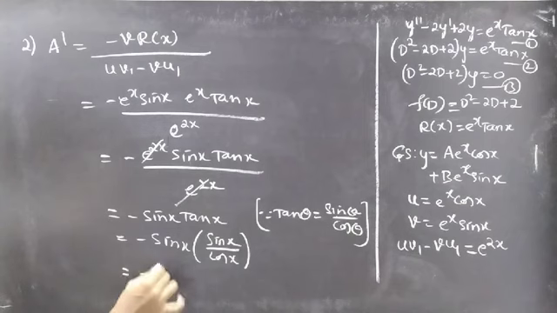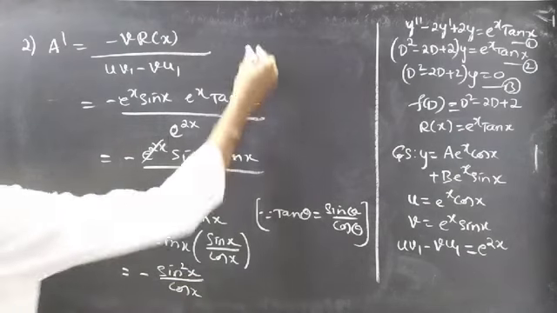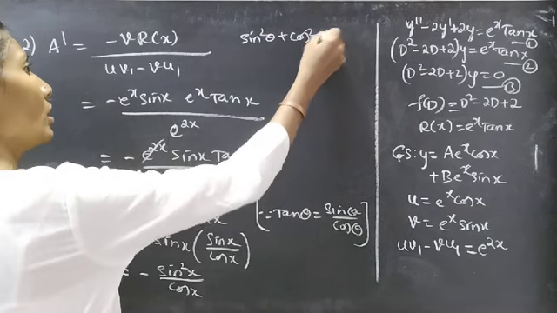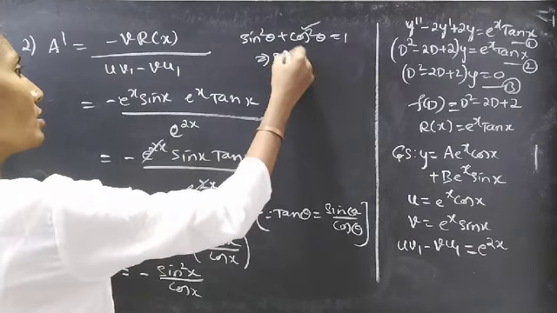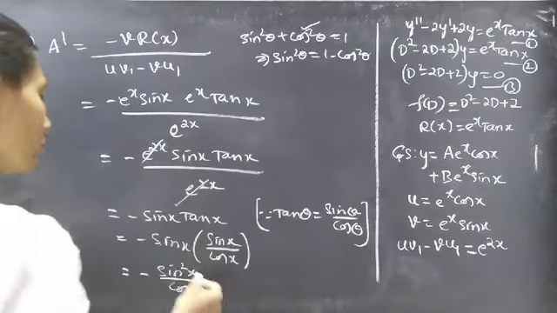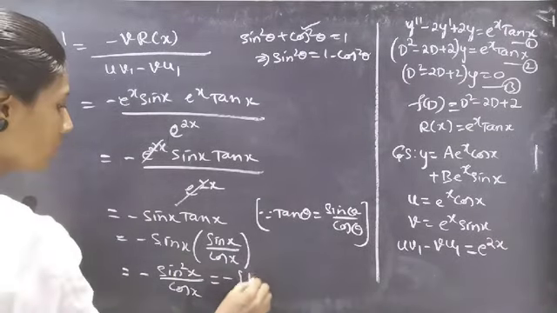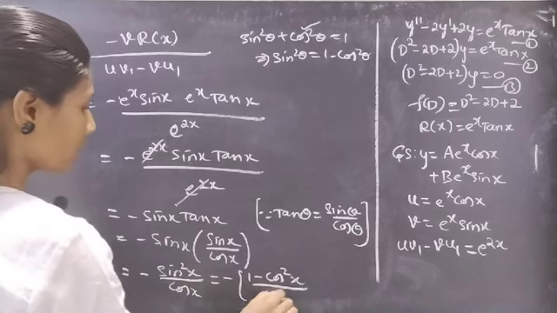Right? This equals minus sin x into sin x, which is sin square x, by cos x. Since we know that sin square theta plus cos square theta equals 1, taking cos square theta to the RHS we get sin square theta equals 1 minus cos square theta. Let's replace sin square x with 1 minus cos square x. We'll get minus of 1 minus cos square x by cos x.